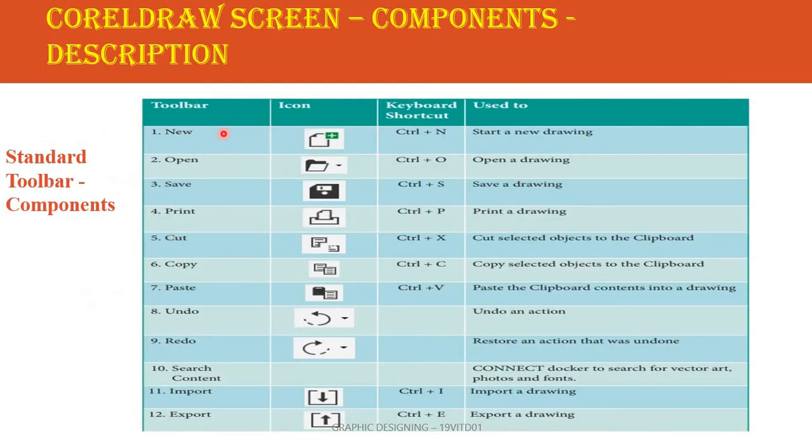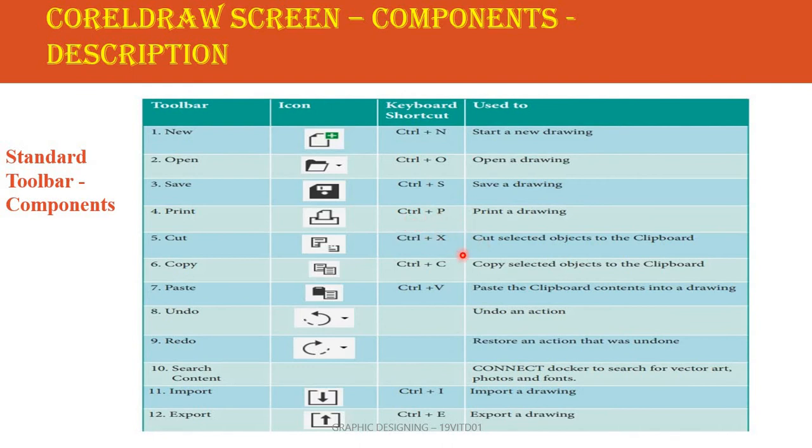See here the toolbar items. Here is the icon representation of the toolbar items. This is the shortcut key used for opening these toolbar items. For example, when creating a new CorelDraw application, we can simply press Ctrl+N, or you can click on this icon to start a new drawing. Open, shortcut key Ctrl+O, helps to open a drawing. Ctrl+S is the shortcut key for saving the drawing, and you can print your document by simply pressing Ctrl+P.